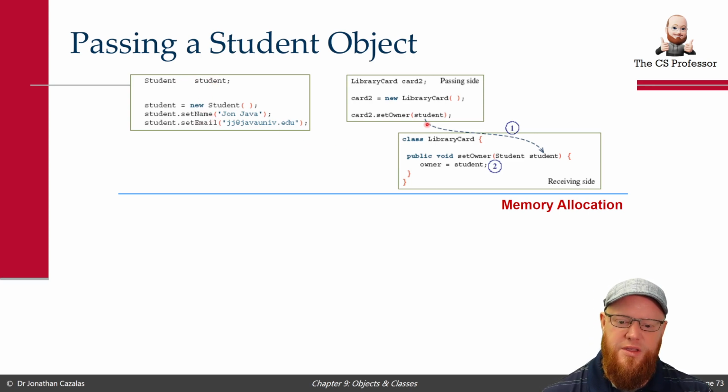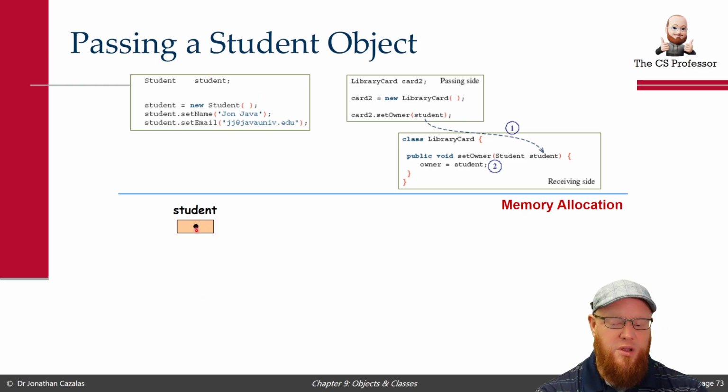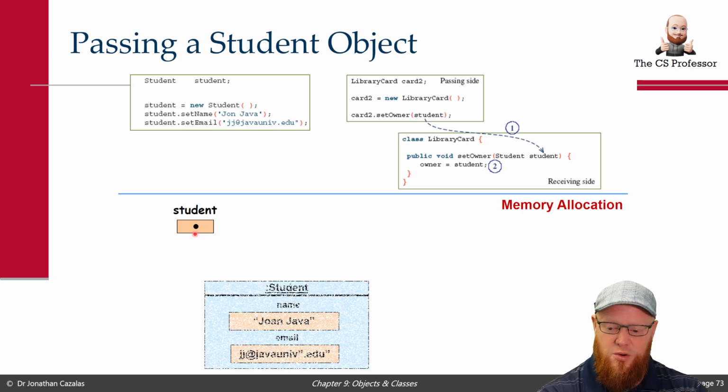So when we call this set owner method, it's a setter method, an instance method that belongs to this card2 object. When we call this method, we're going to actually send over a reference of this student object. So let's go through that. So here's the new student that we have right here, it points to null. We haven't actually saved anything into it yet.